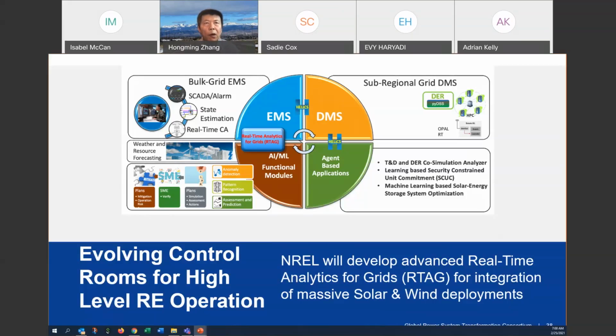That's what we are working on, and I hope we can collaborate with industry and partners so we can find practical use cases. Then we can really apply those technologies to help get everybody ready for high-level renewable energy operation. Thank you. That's all.